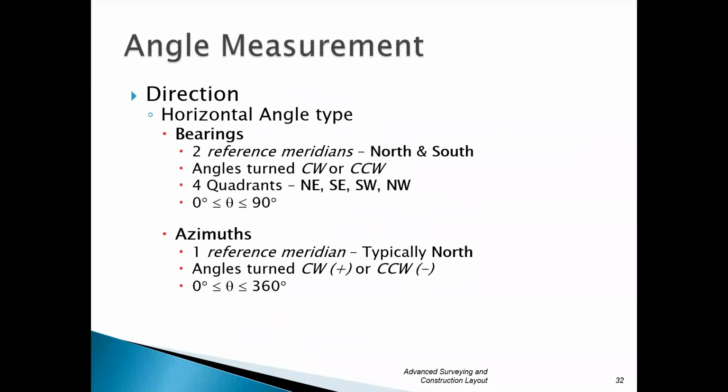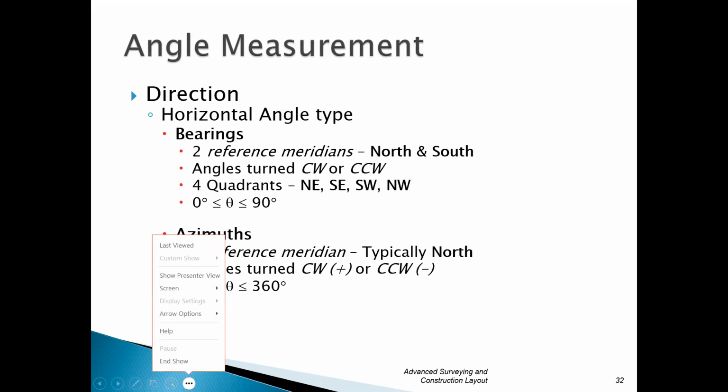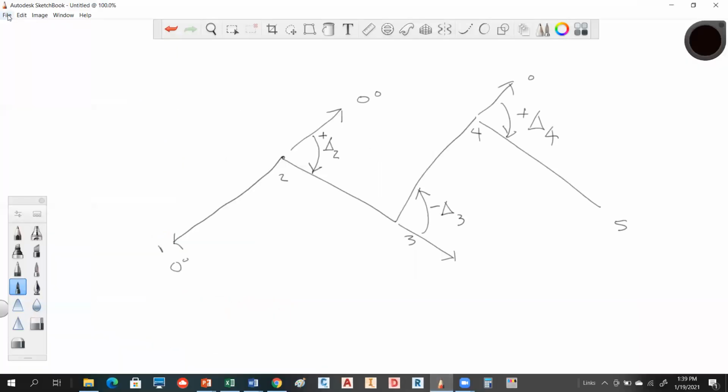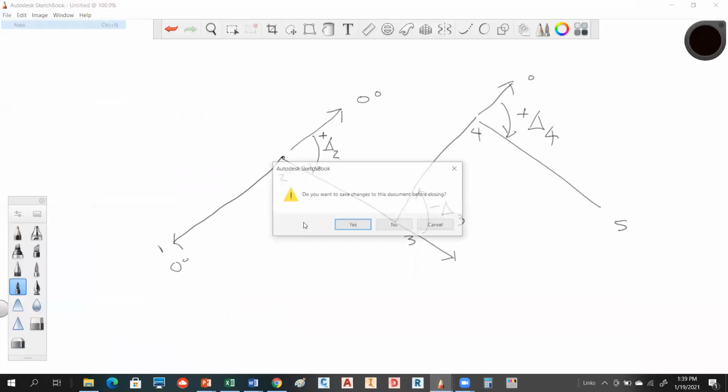Okay, directions. All right, so let's just go through these. Again, this should hopefully be a review, but we're going to talk a lot about this on Thursday as well. Directions come in one of two formats, either bearings or azimuths. Note that they are horizontal angles, okay? But they're used for giving you a direction and location. Bearings have what are called two reference meridians. The angles can be turned clockwise or counterclockwise. You have 4 quadrants, and the angles can only be between 0 and 90. So let's draw a little diagram to show you what we're talking about here. And again, I'm hoping that this is a review. If it's not, then we'll pick up with it more.